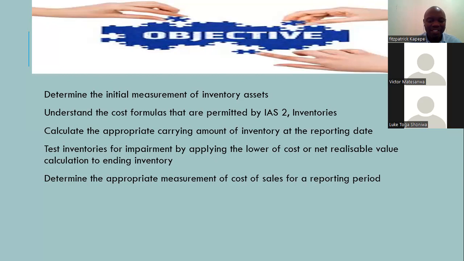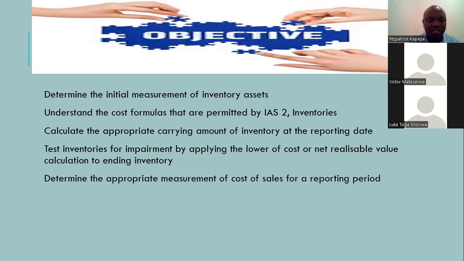One is to determine the initial measurement of inventory assets. Two is to understand the cost formulas that are permitted by IAS 2. So we'll be looking at the net realizable value and all those things. Three is to calculate the appropriate carrying amount of inventory at the reporting date. Four is to test inventories for impairment by applying the lower of cost or net realizable value calculation to ending inventory. So when you are trying to value inventory, you pick the lower between the two, the NRV, the net realizable value, or the cost.